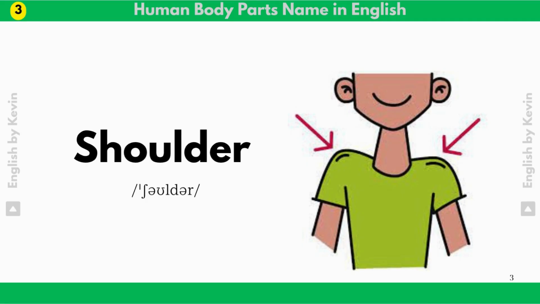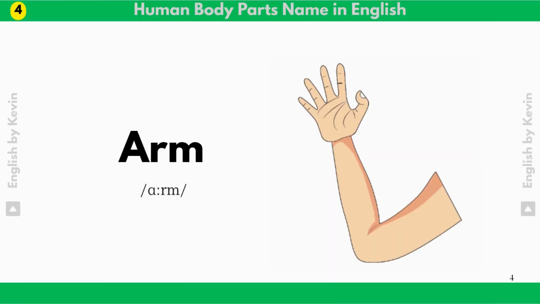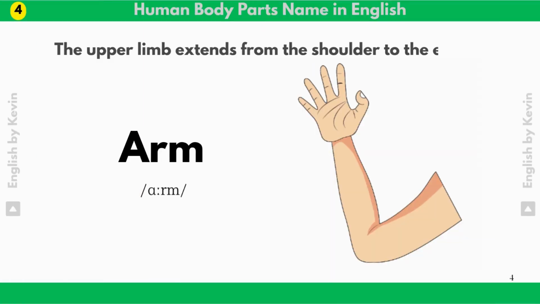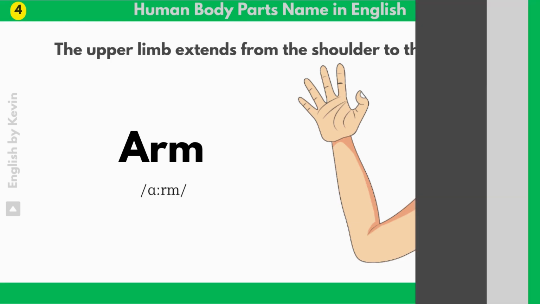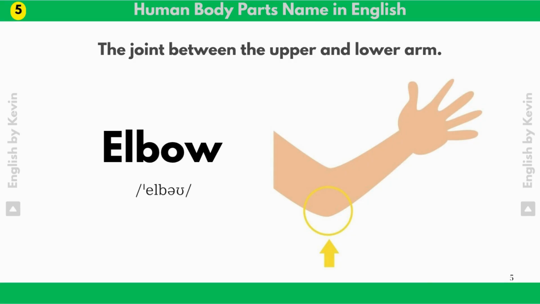Shoulder. The joint connecting the upper arm to the torso, providing mobility. Arm. The upper limb extends from the shoulder to the elbow. Elbow. The joint between the upper and lower arm.